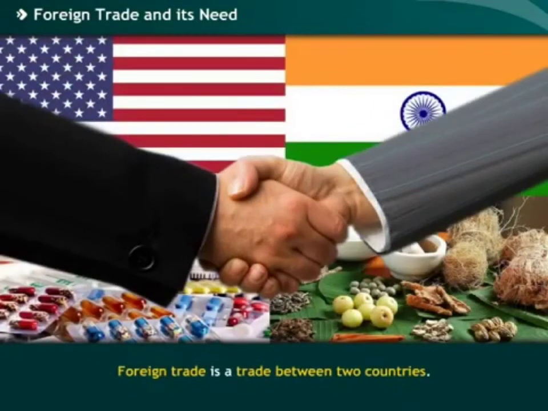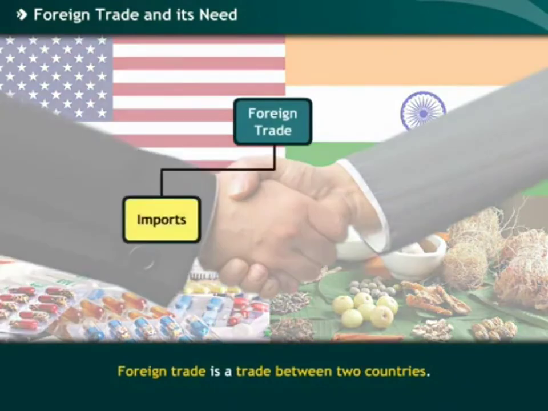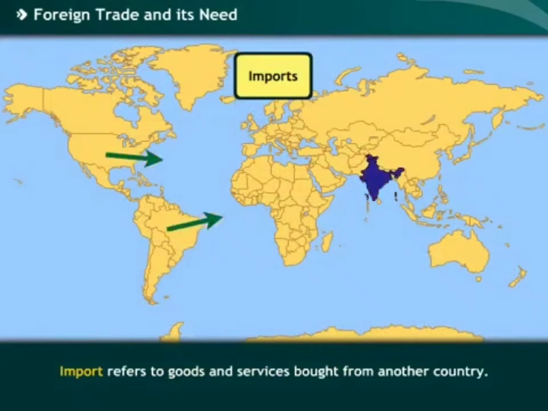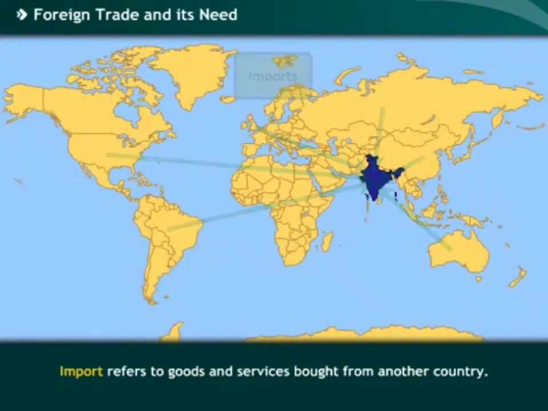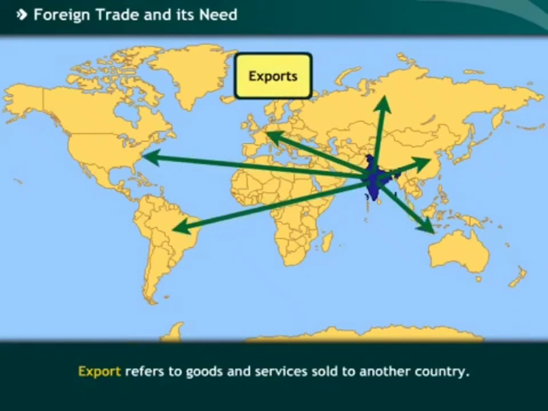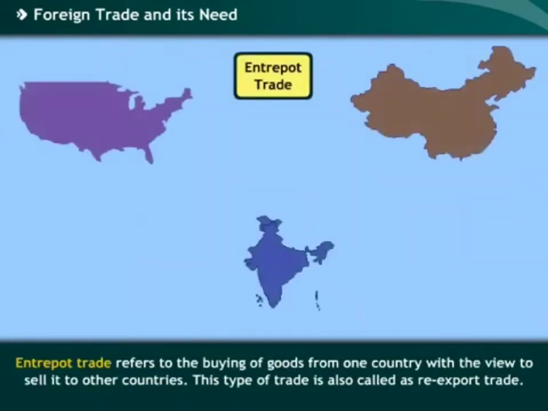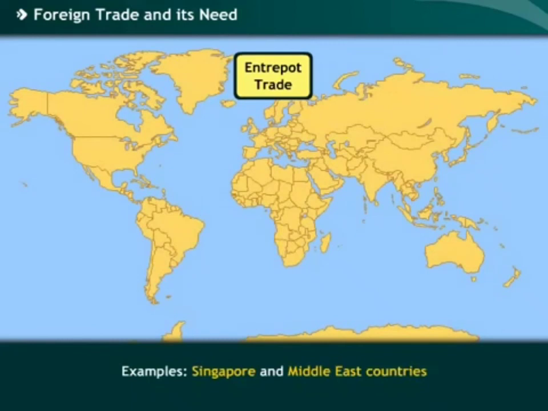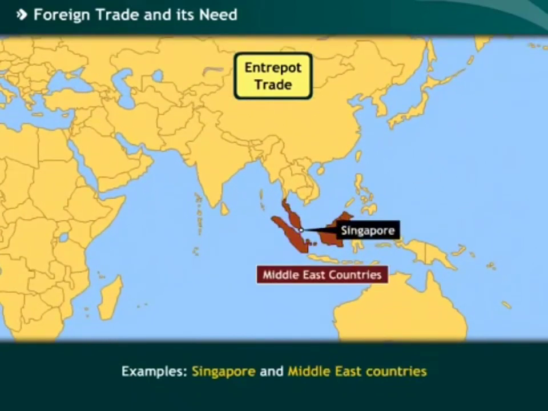The trade between two countries is called foreign trade. It is divided into three types, namely imports, exports, and entrepot trade. Import refers to the goods and services bought from another country. Export refers to the goods and services sold to another country for their use. Entrepot trade refers to the buying of goods from one country with a view to selling them to other countries. This type of trade is also called re-export trade. Examples of entrepot trade include Singapore and Middle East countries.